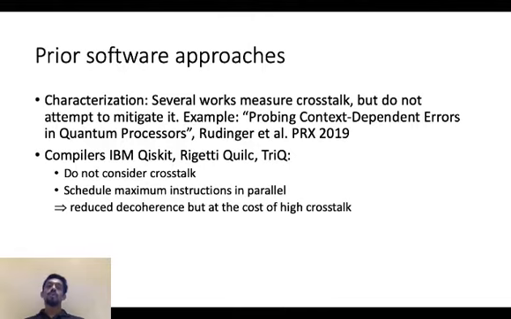Although there are several research works which attempt to characterize crosstalk, there is really no prior work which attempts to reduce the effects of crosstalk for programs. In fact, current compilers do quite the opposite. In order to reduce the effects of decoherence, which I'll explain in a few slides, compilers try to maximize parallelism. They schedule as many instructions as possible in parallel. This actually increases the crosstalk that programs experience.